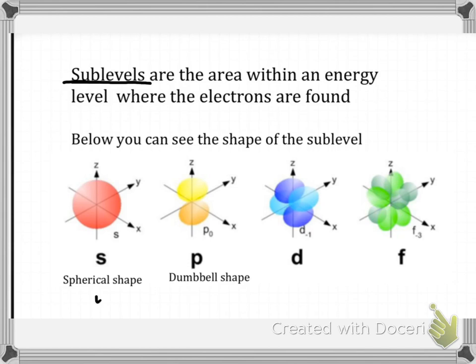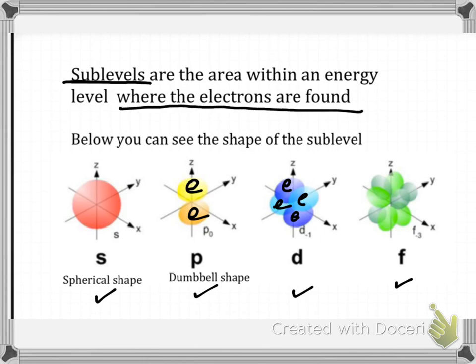The S cloud is a circle. The P cloud looks like this, like a dumbbell. The D cloud like this, and the F cloud like this. So this means the electron is somewhere here. In the D cloud, the electron is somewhere here. A cloud shows you where the electron is likely to be found. So we have 4 kinds of clouds, S, P, D, F. We call these sublevels.